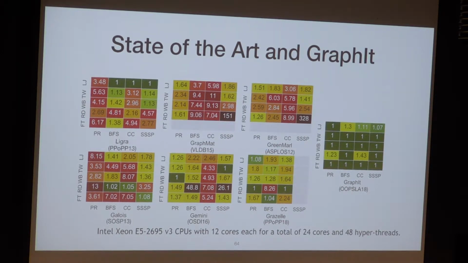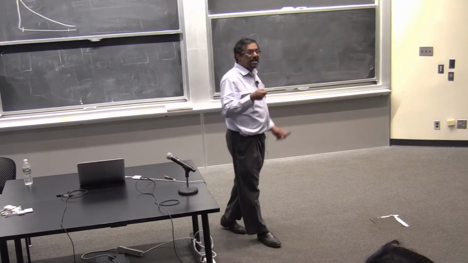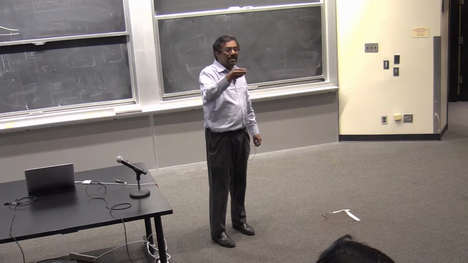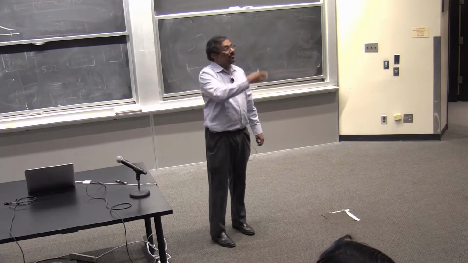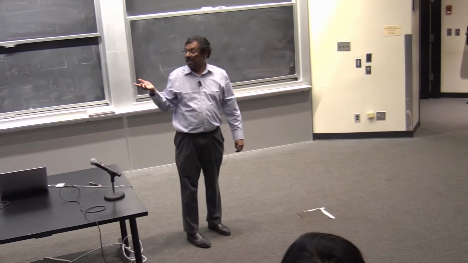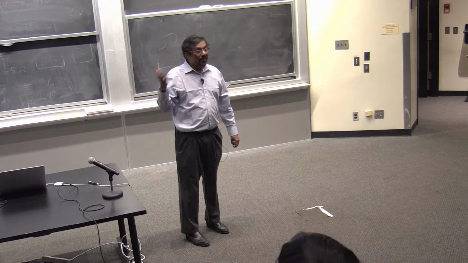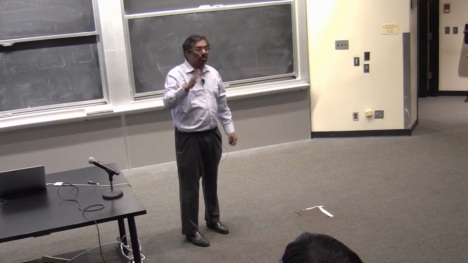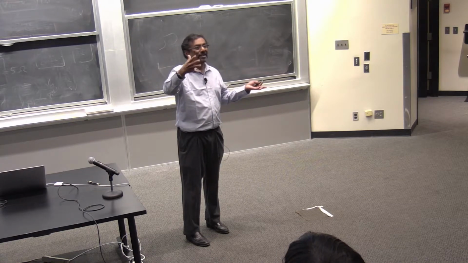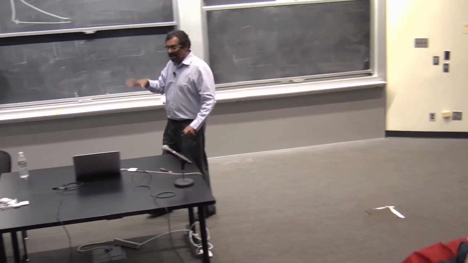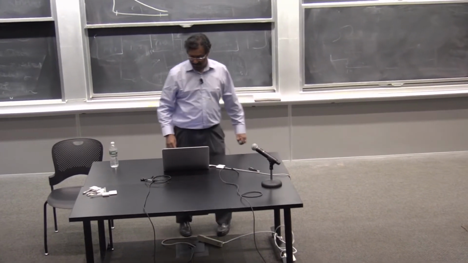In GraphIt, what it will do is give you the ability to try different things. Depending on the graph and the algorithm, some optimizations might work better than others. This is exactly what you have been doing in the class. You're trying different optimizations by hand. The difference is every time you thought about an optimization, you had to change the entire program to make that work. Here you just change the scheduling language one line, recompile, run, measure, and you can do this fast.